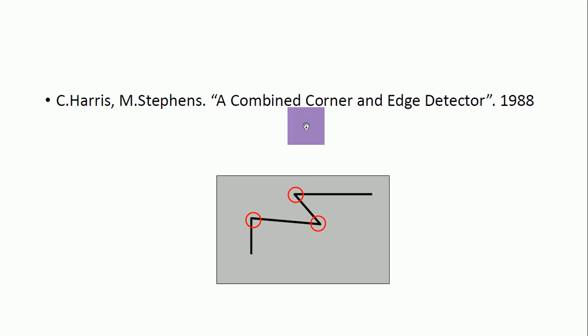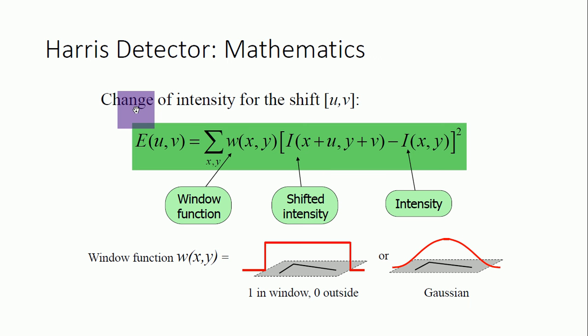Harris combines the corner and edge detectors. In this graph we find that this is a corner, this is a corner. So how will it be found? The change of intensity for the shift: this is the window function, this is the shifted intensity, and this is the intensity. Here only the window function is changed.